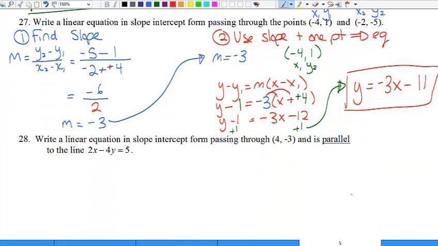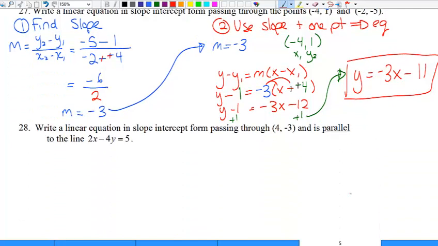Excellent. Let's do this again. The next problem is similar to 27, but we have different information. So my steps are going to be the same. Just like on number 27, I'm first going to find the slope.